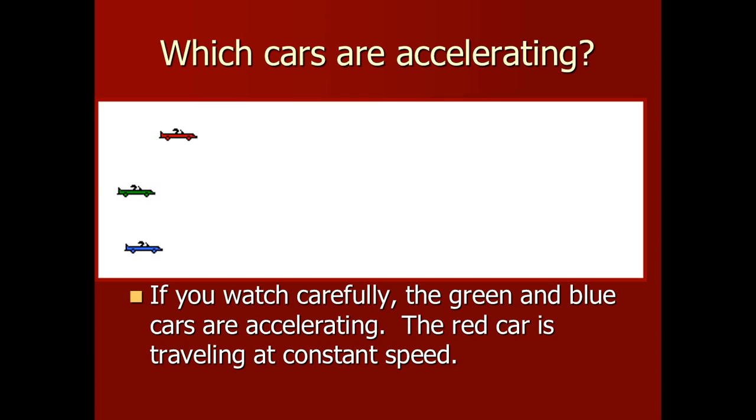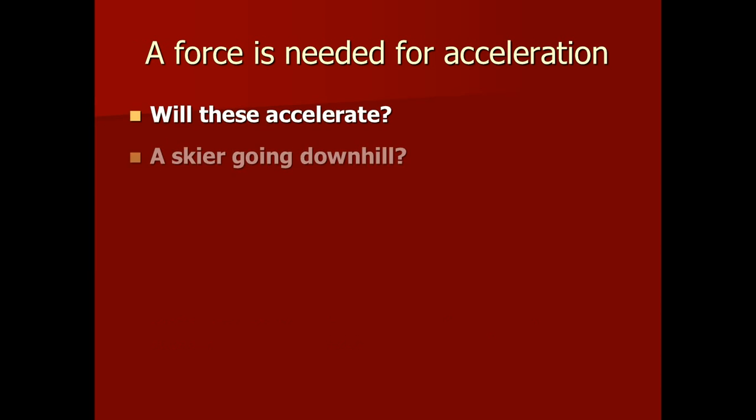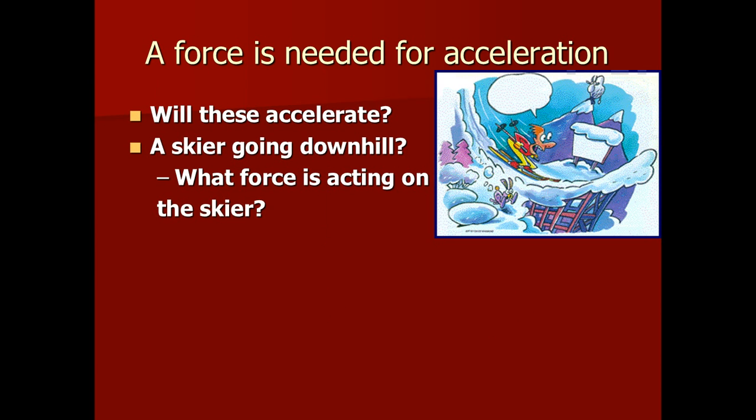If you watch carefully, the green and the blue cars are accelerating. The red car is traveling at a constant speed or velocity. The blue car and the green car both speed up, but the blue car is accelerating more than the green car. A force is needed for acceleration.